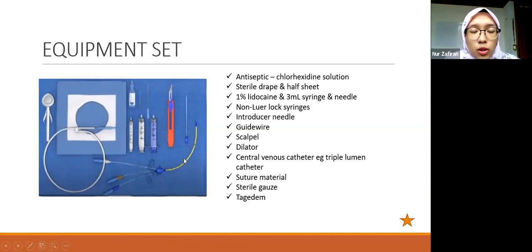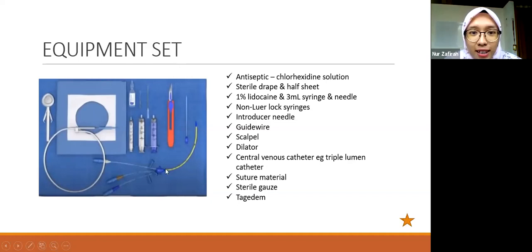this is the equipment set for the central venous catheter, especially for the femoral vein, subclavian vein, and internal jugular vein. This is the basic set. Can you see my cursor? Okay, basically it is antiseptic. So we need to have the antiseptic, and then the sterile drape and half sheet, and then prepare the lidocaine for local anesthesia with a syringe and needle, and then the Luer lock syringe for introducing the needle later, and then the guide wire. This is a guide wire. Scalpel, but in our hospital we use the blade only, not this knife.